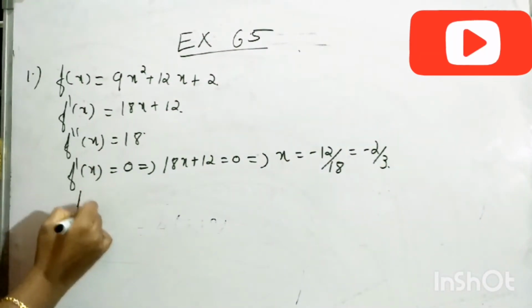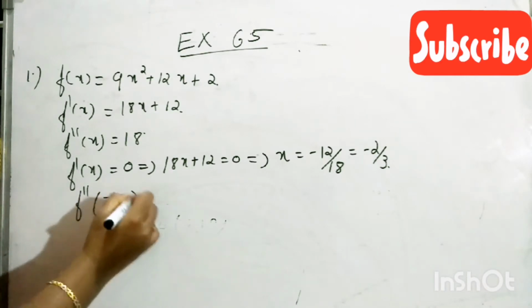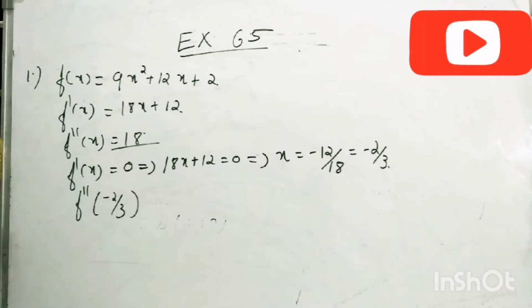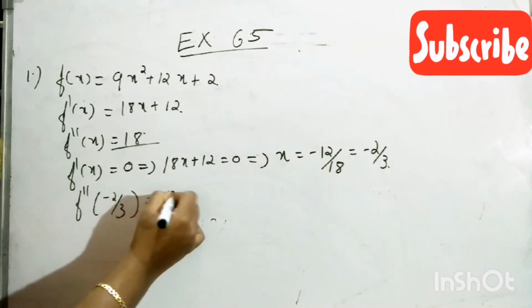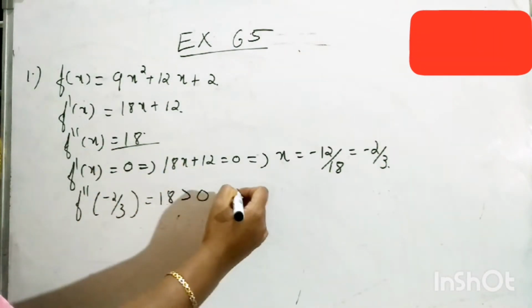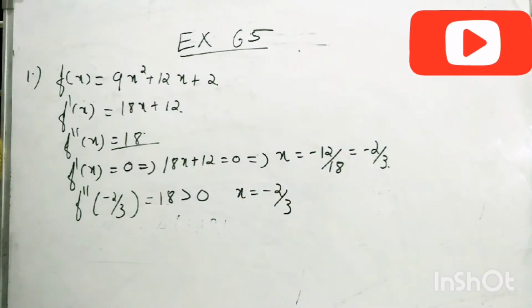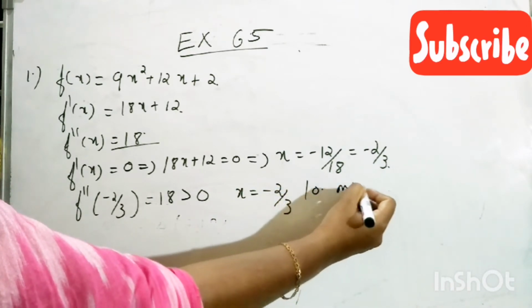Now we will check the sign of f double dash at x is equal to minus 2 by 3. Here we don't have any term which contains x in our f double dash of x. So f double dash of minus 2 by 3 is 18, and it is greater than 0. If it is greater than 0, then x is equal to minus 2 by 3 is the point of local minima.